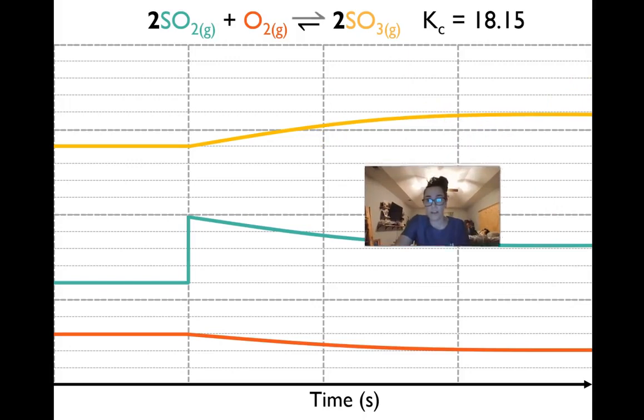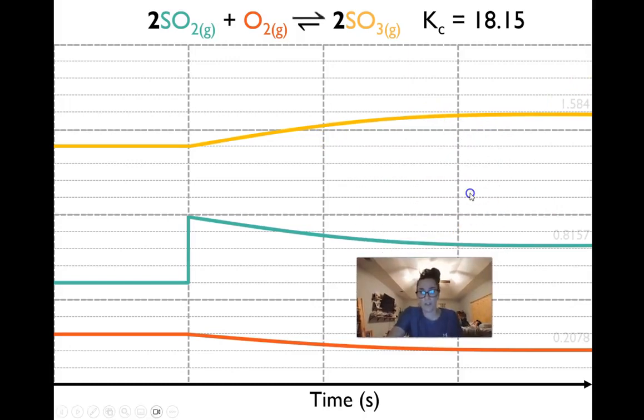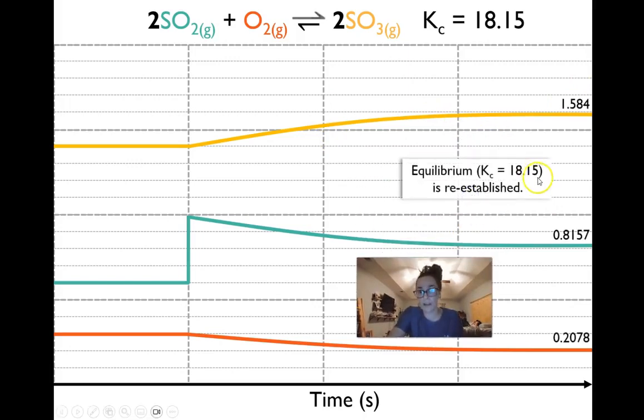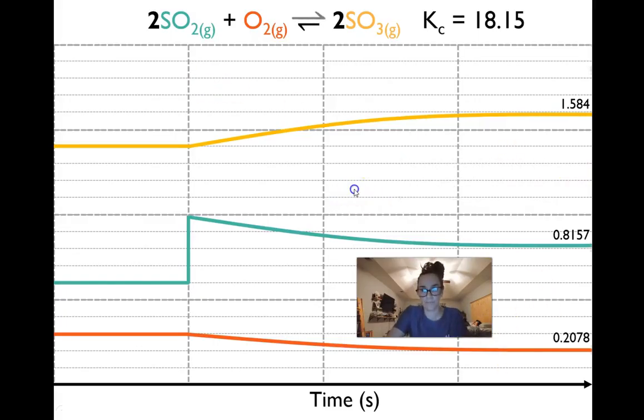And then equilibrium is going to be reestablished. The exact same ratio is going to be reestablished. It just so happens that the ending concentrations of our reactants and product are going to be a little bit different than they were before. However, the ratios are going to be exactly the same.